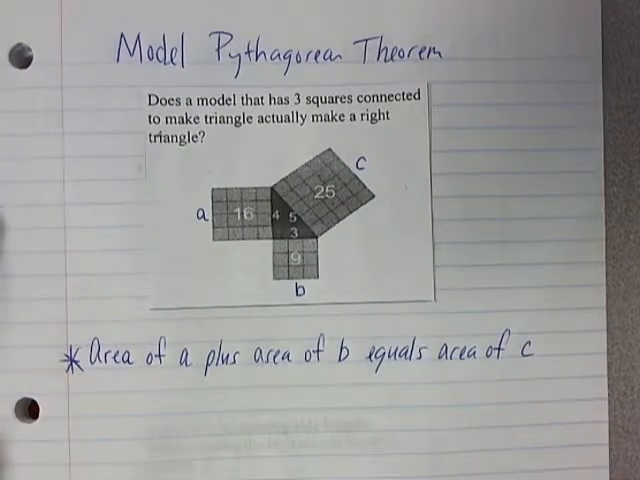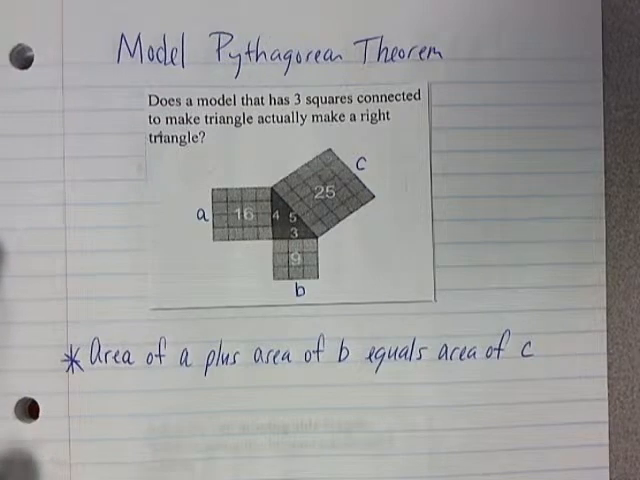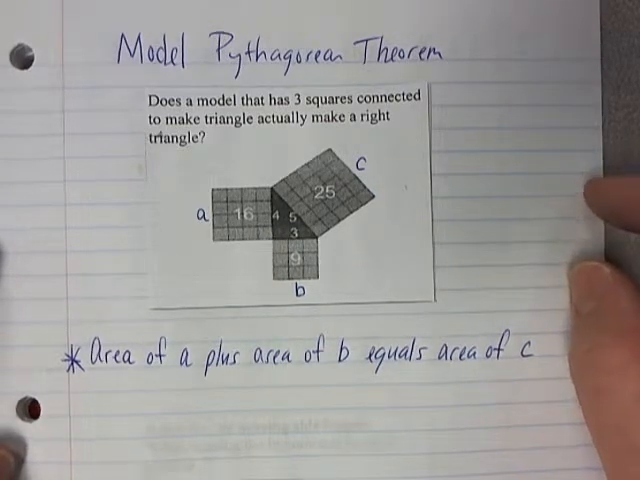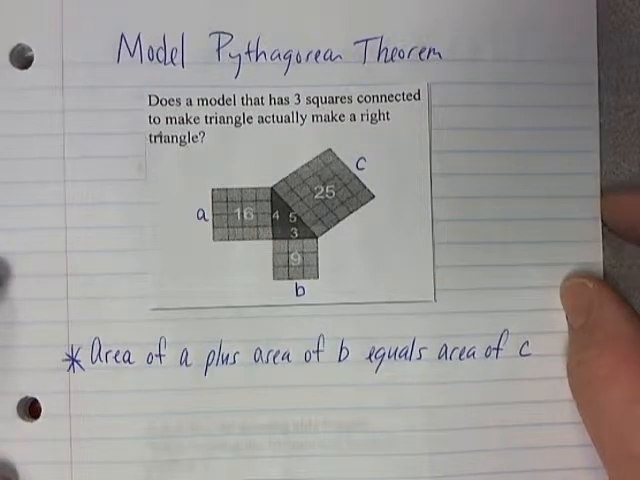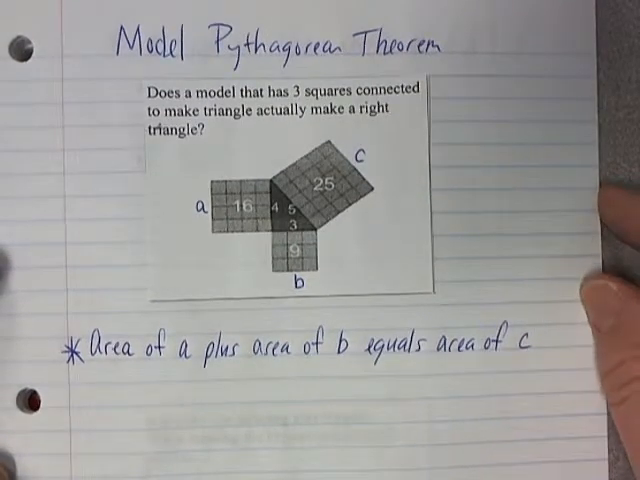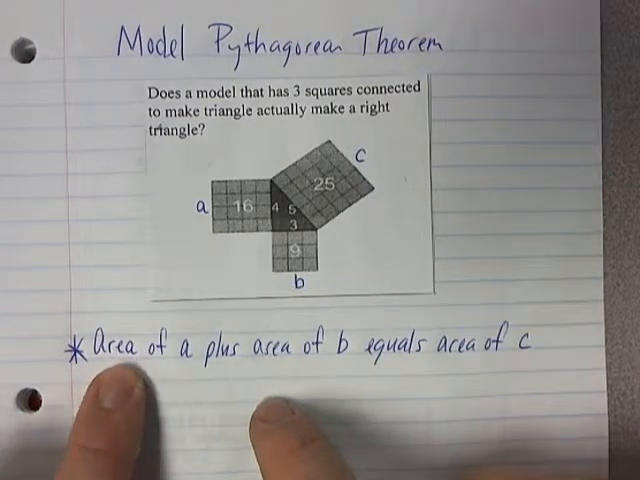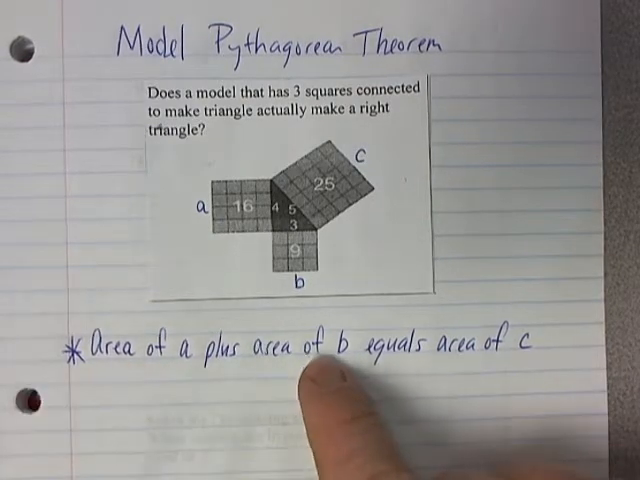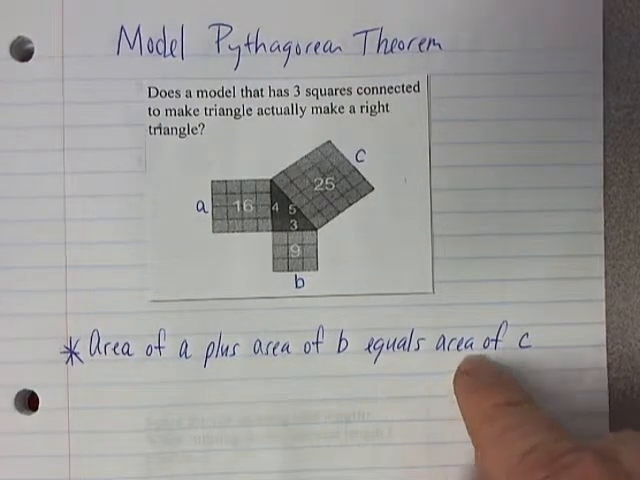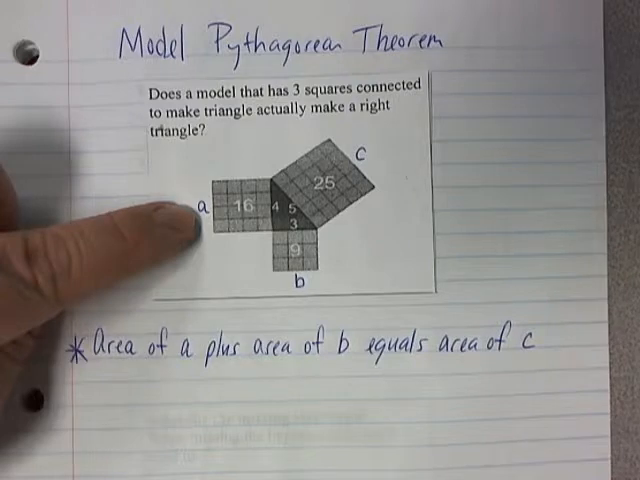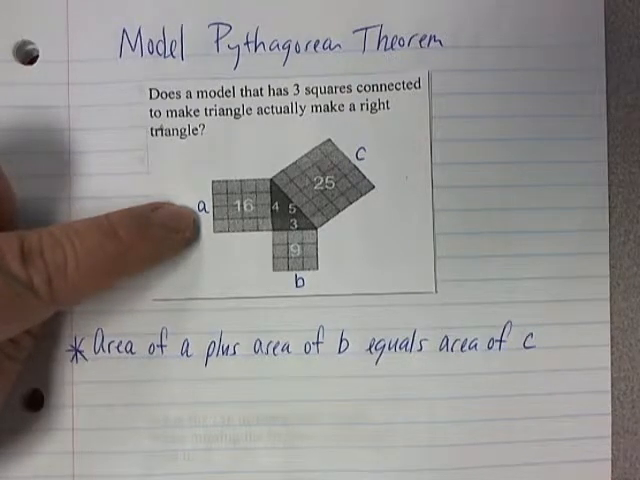Turn to the next page in your Math Interactive Spiral and title this page Model Pythagorean Theorem. Cut out this part from the notes worksheet you were provided and glue it to this page as you see here. And make a note at the bottom that the area of A plus area of B equals area of C. And label your sides of the right triangle A, B, and C as you see here. Do that now.